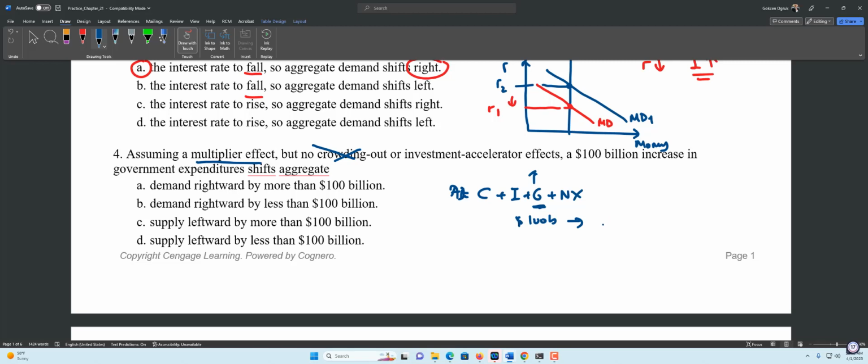And the company is going to pay this as wages or pay profit to shareholders. And therefore, this spending is going to increase consumption as well. And the impact of 100 billion on the AD curve is going to be more than $100 billion. So for that reason, the aggregate demand curve is going to shift to the right. Remember, shifting right represents an increase in aggregate demand. But the increase is going to be more than $100 billion.